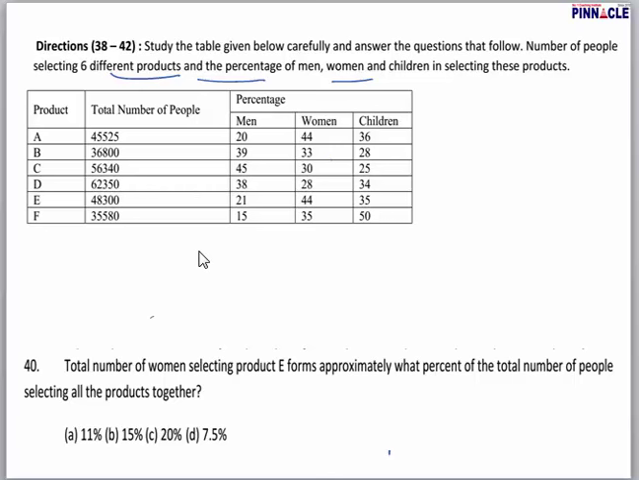Your strategy should be that you skip this question, because you cannot waste your time. This time is very, very precious, and you will find upcoming questions which may be easy. So you should attempt all 100 questions, and leave those questions which are taking more time or are difficult.